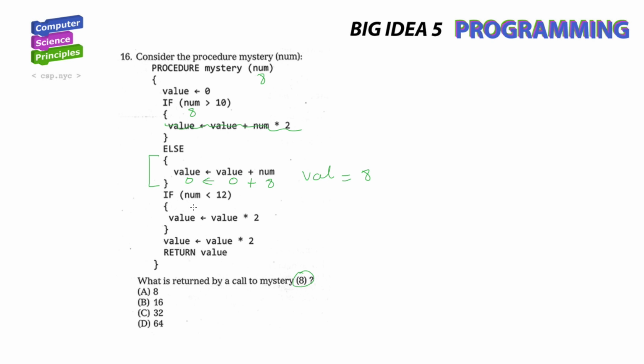Next, the num also equals 8, and if 8 is less than 12, which it is, it's going to do this stuff. So the value, which is 8, receives 8 times 2. So now the value equals 16. Then it does this piece here. So 16 is now given the value of 16 times 2, which is 32. And then it returns the value 32. So that's going to be our answer for number 16.